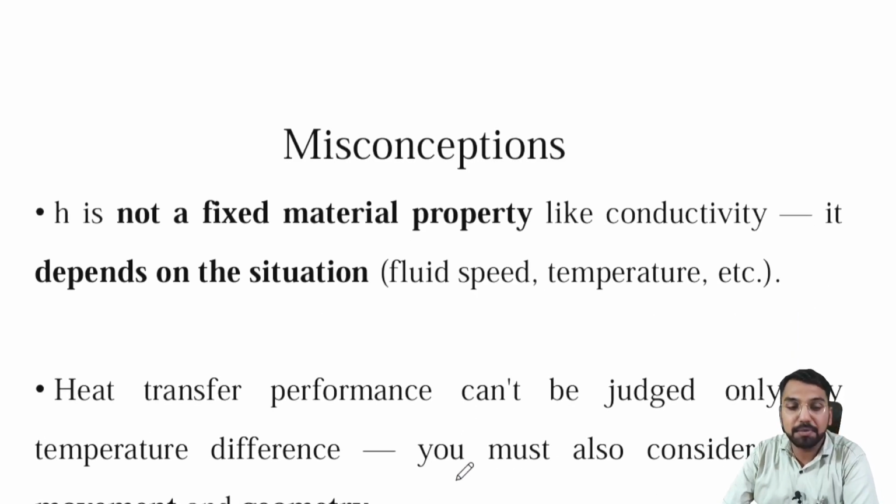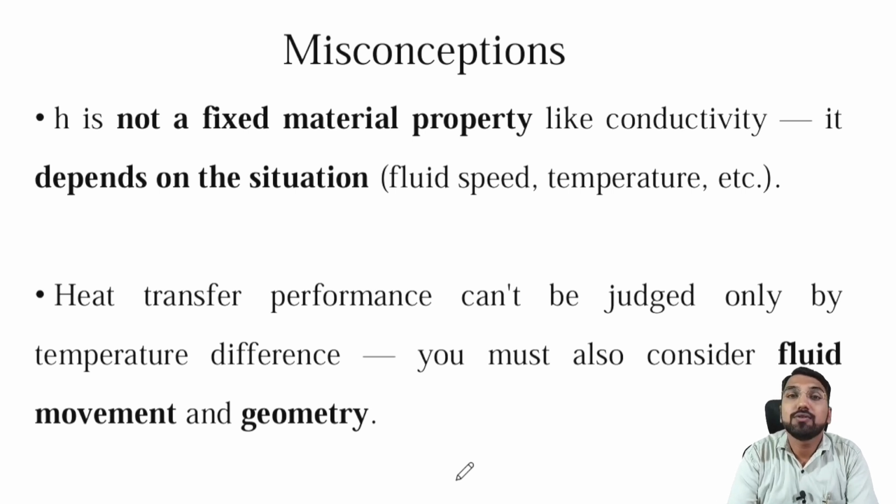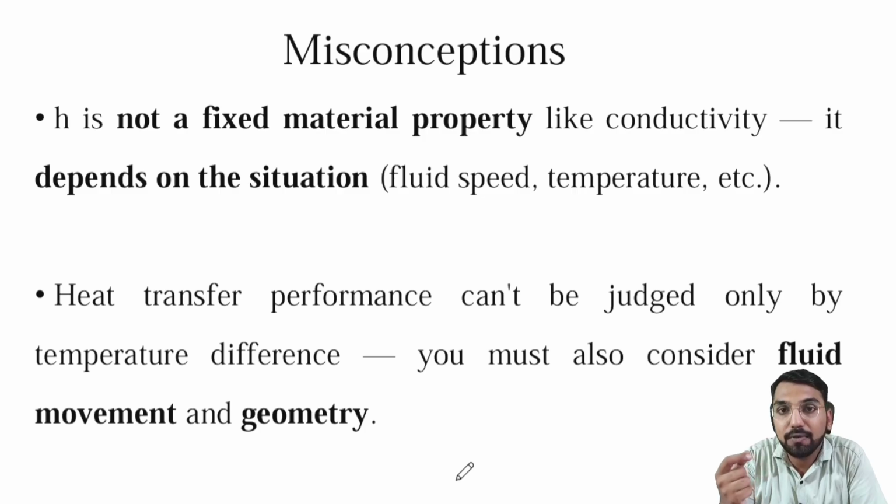So, a misconception about this H. Convective heat transfer coefficient, denoted by H, is not a fixed property of a material. It is dependent on the properties of the fluid flow. How is the fluid flow going to vary? Let's say, for example, the fluid flow has a velocity of 1 meter per second, and afterwards its velocity increases, then the H will also increase. So it is mainly dependent on the properties of the fluid flow.